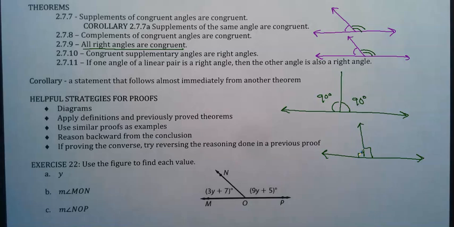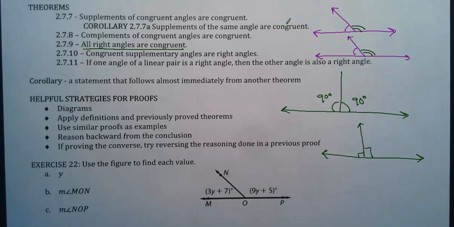Then we're also going to talk about some corollaries. A corollary is a statement that follows almost immediately from another theorem. So this one is a corollary. We had supplements of congruent angles are congruent. So the corollary is supplements of the same angle are congruent. It just follows almost immediately from another theorem.